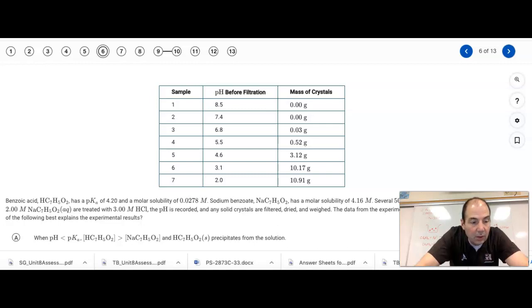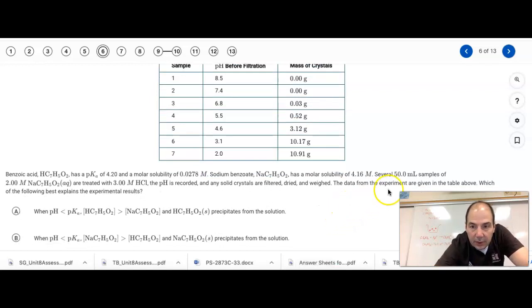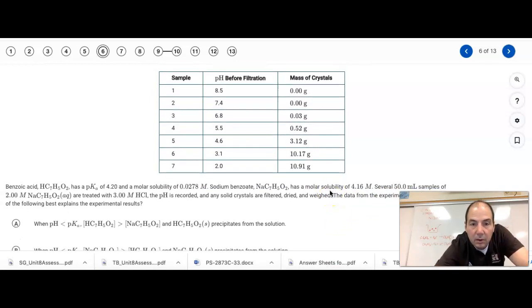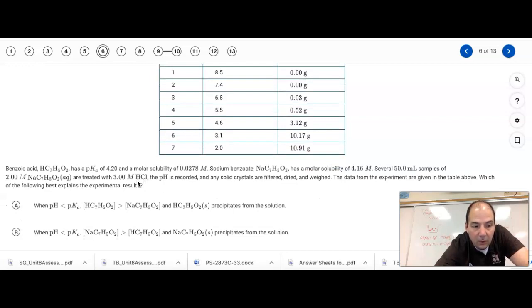Okay, so bear with me. The pH at the end is very low, and that means that the pH is going to be less than pKa, and if the pH is less than pKa, then the concentration of the acid is going to be higher than the concentration of the conjugate base. So I'm thinking, okay, yeah, pH is less than pKa, acid is greater than conjugate base.